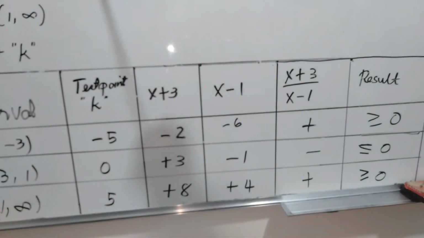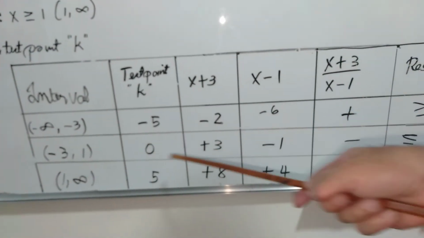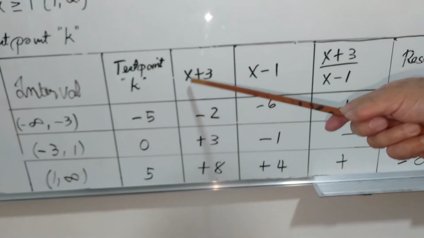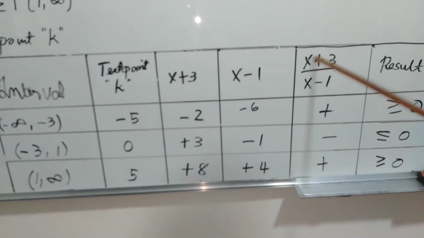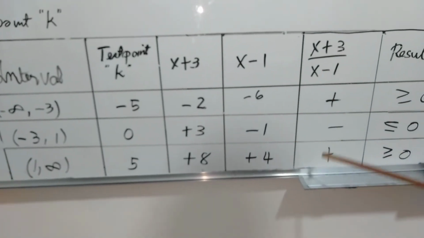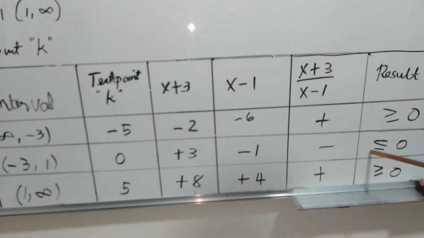For the interval between negative 3 and 1, we choose 0. We assign 0 for the numerator, which is 0 plus 3 is equal to 3. 0 minus 1 is negative 1. We divide the numerator by the denominator, and we get a negative number. So that is less than 0.